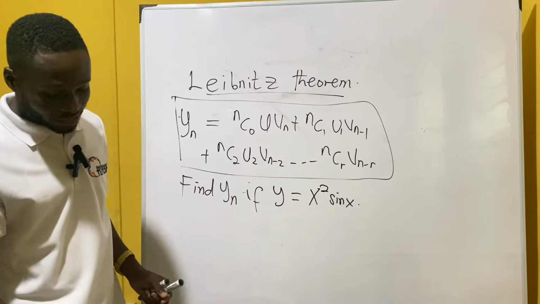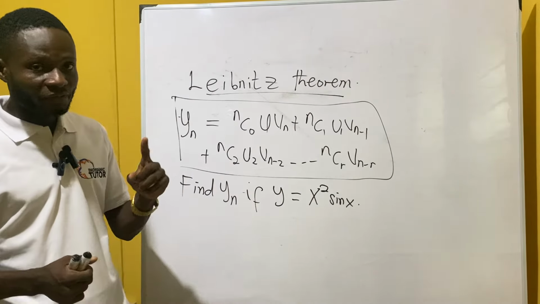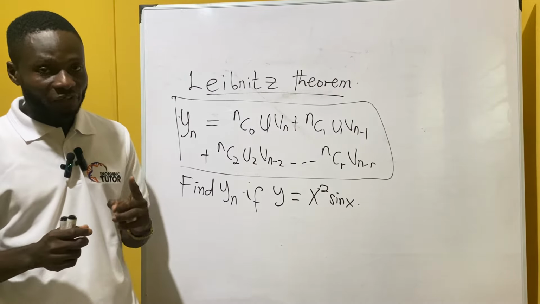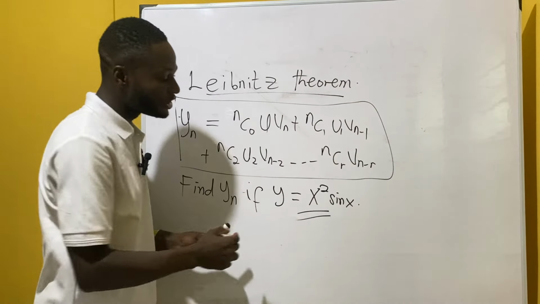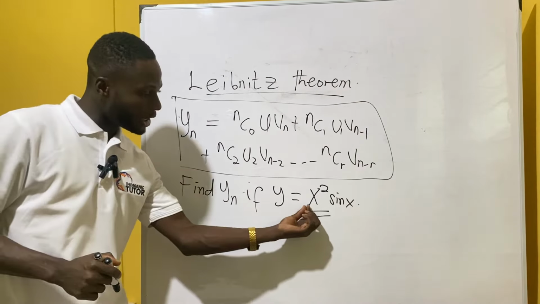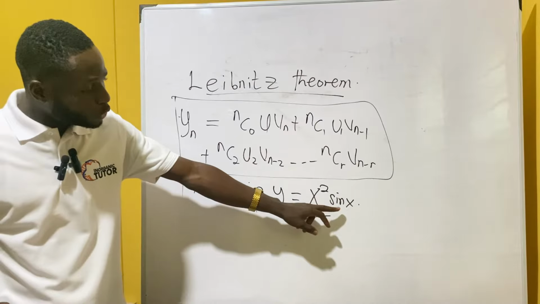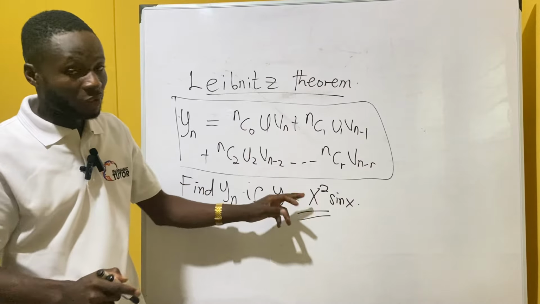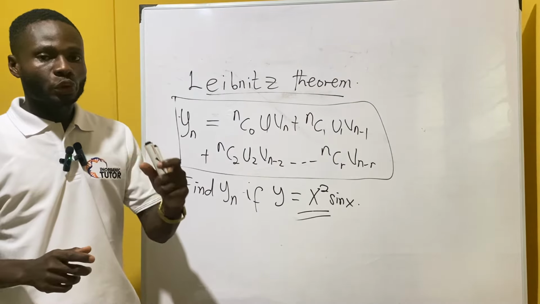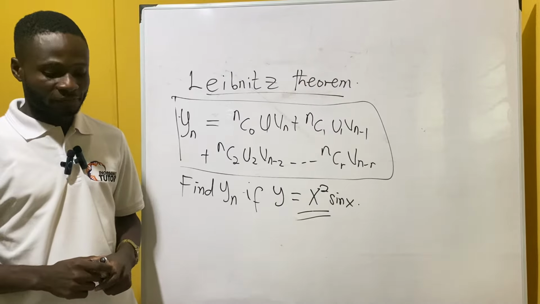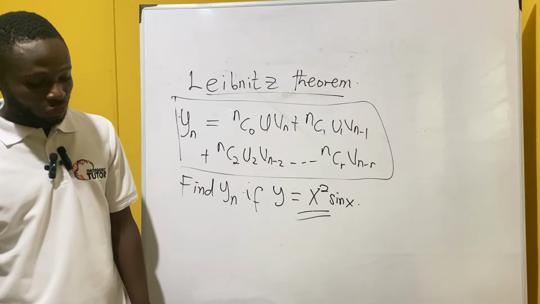The Leibniz theorem states that we should consider the first function to be the one that can be differentiated to a constant, and that is why we have x squared here. So of these two functions, one of them must be differentiable to a constant, and we choose the other one as our second function, and that one will be differentiated to the nth derivative. I want you to consider this particular note before we continue.